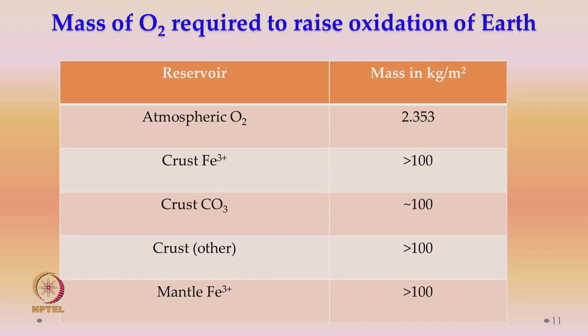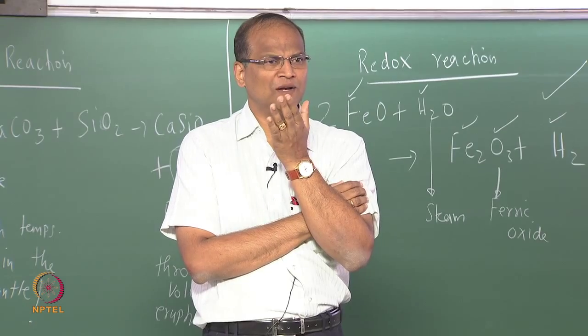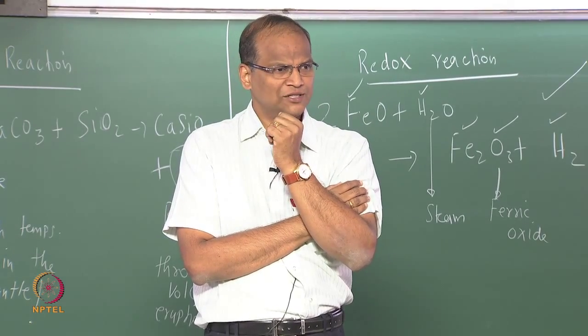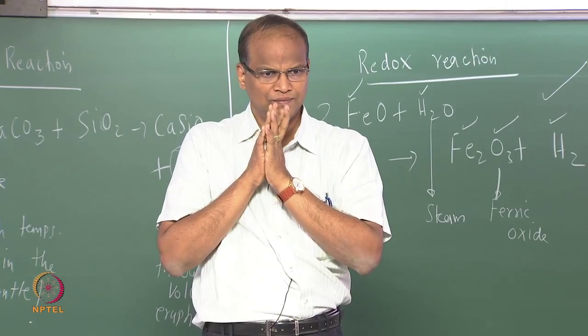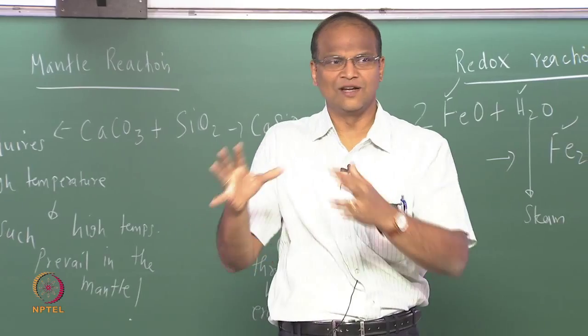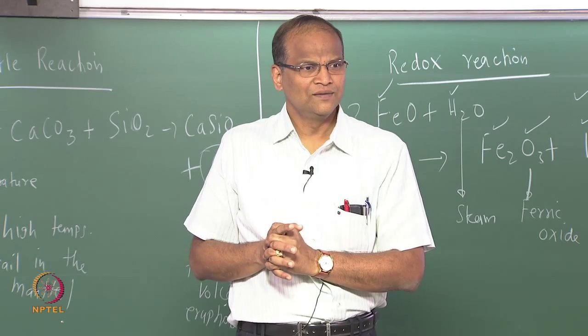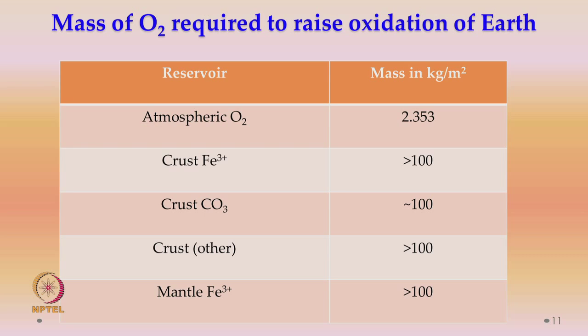Please note the difference between crust and mantle. Mantle is deep inside, and mantle Fe3+ is greater than 100. It is all in kilogram per meter square. These are estimates based on scientific reasoning, some arguments, and matching of the models and the measurements. It could be 2.351 or 2.354. The point is it is around 2 point something. It is not 23 or 0.23. All done? Shall we proceed?